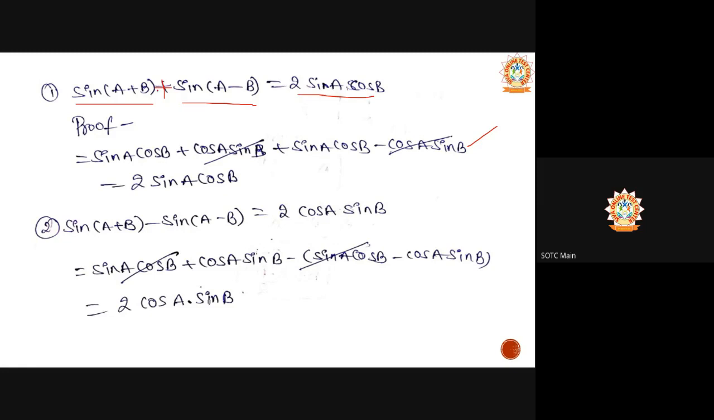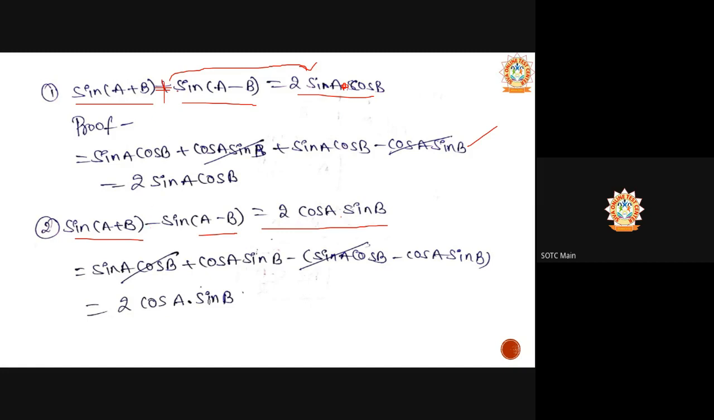Now if you see, this is plus, meaning sum, algebraic sum. It is converted into what? Product. Right? So this is sum into product. Now if you see, sin of A plus B minus sin of A minus B, it will become 2 cos A sin B. Here also, minus, it is product.